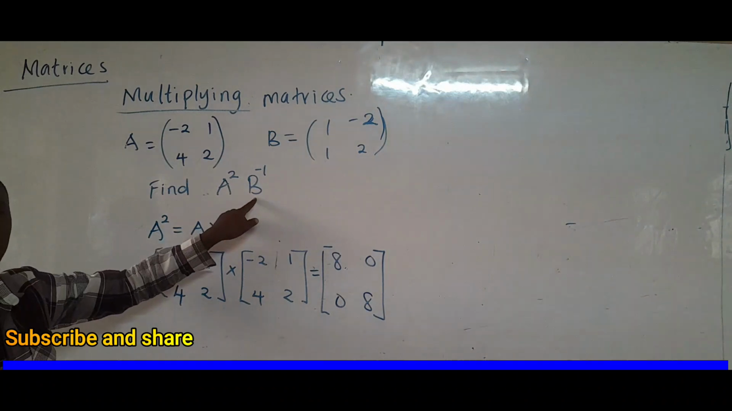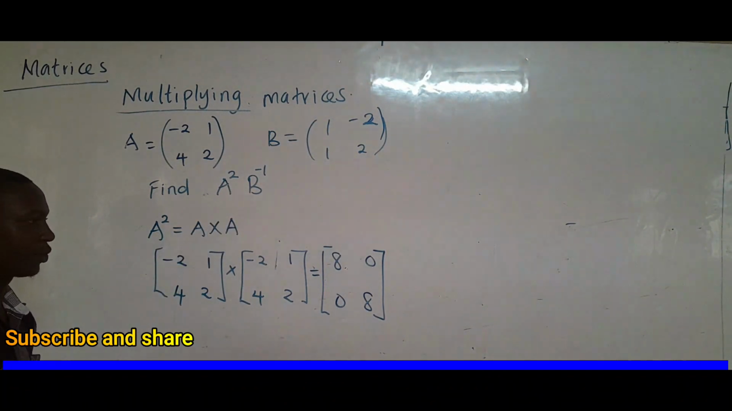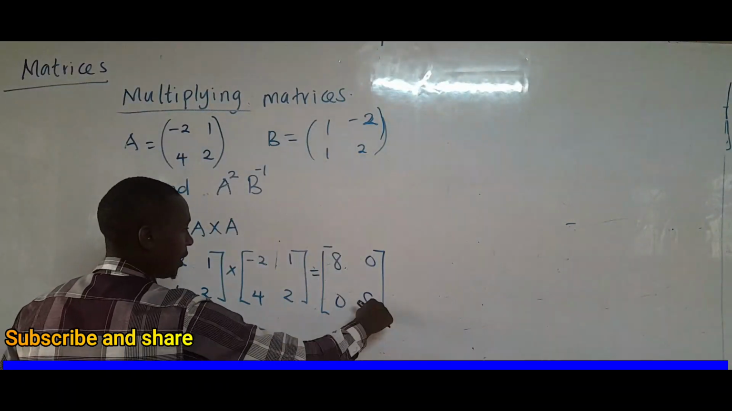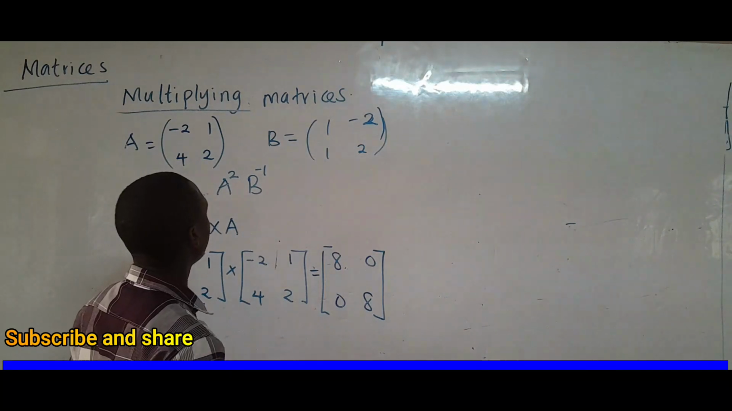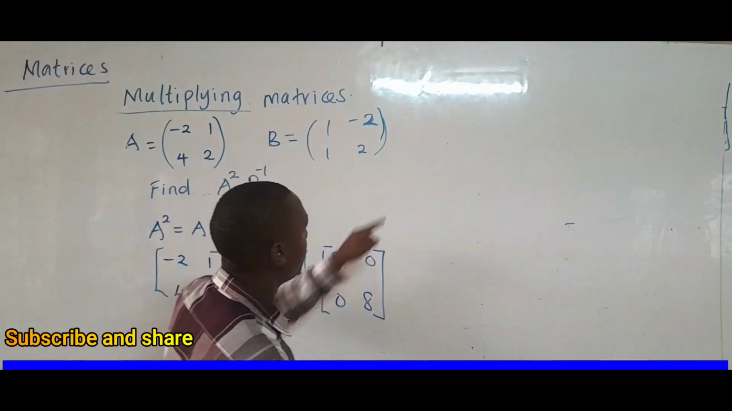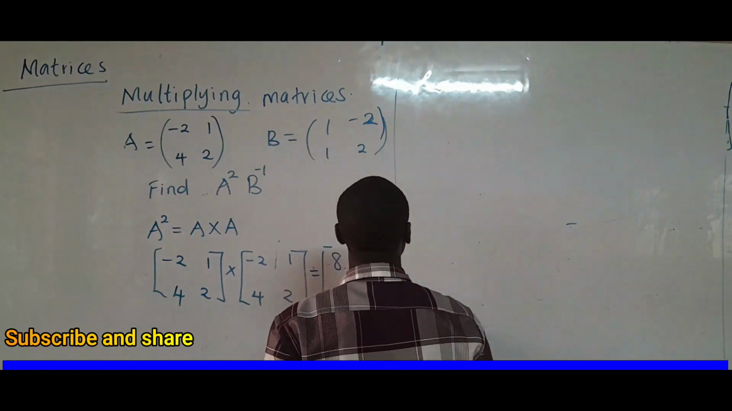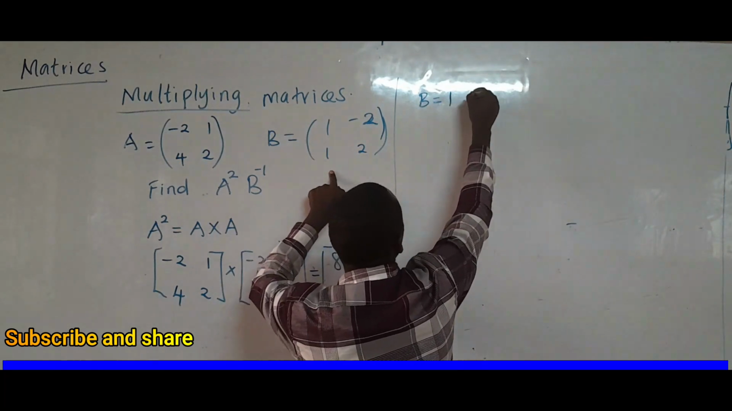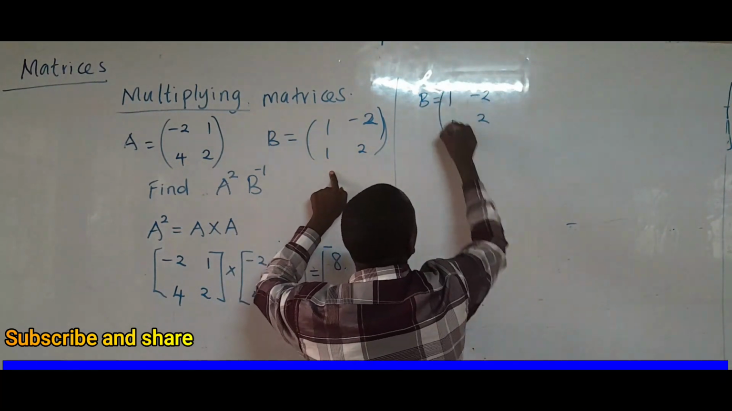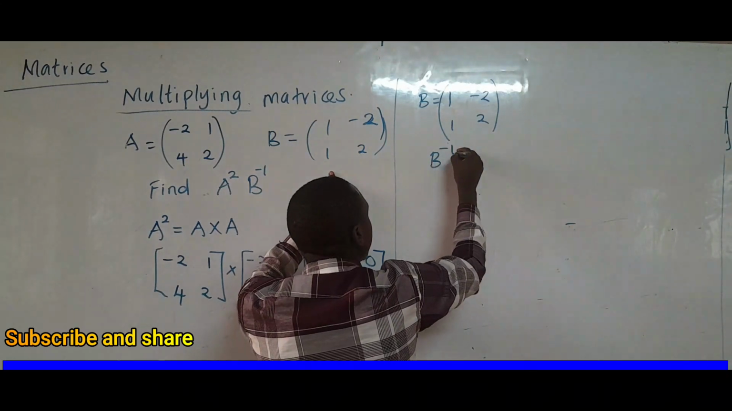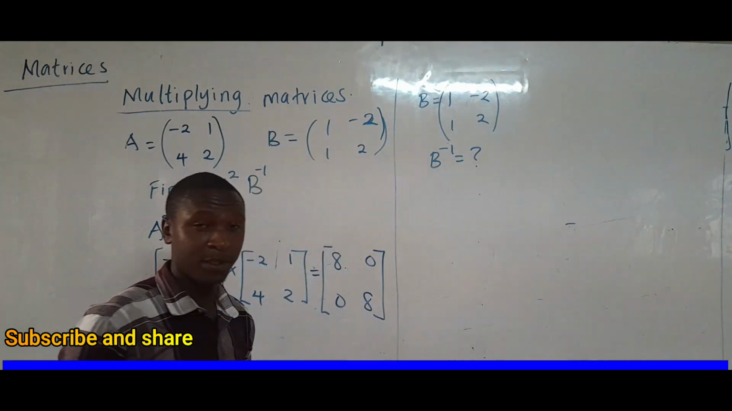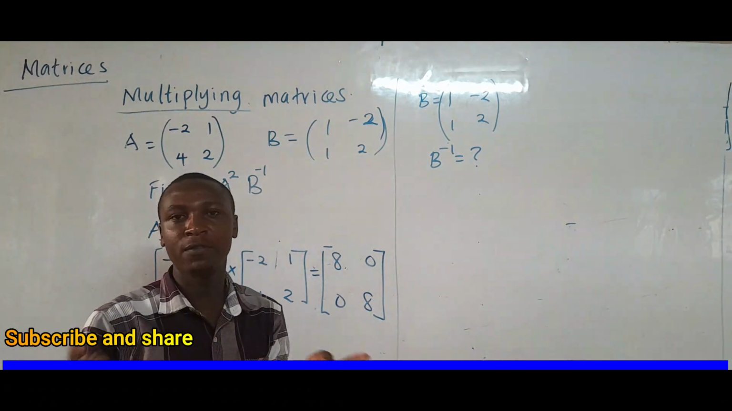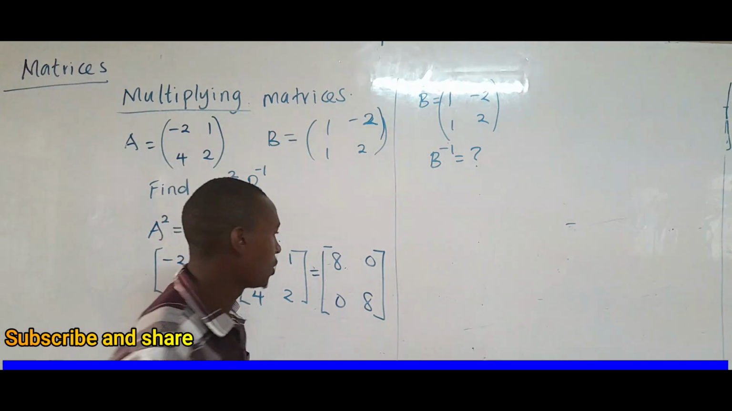So we can now work for B inverse. So we are going to find the inverse of B. The moment we get the inverse of B, then we can multiply this solution and the solution that we are going to get in just a moment. So B inverse, we have B is equal to [1, -2; 1, 2], and to find B inverse, we first must find the determinant of that matrix, because we know for you to find the inverse of a given matrix, you must find the determinant first. So let us do that.